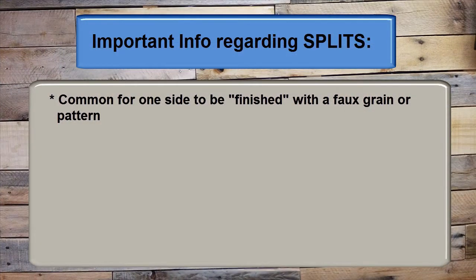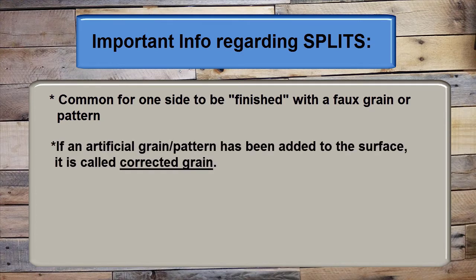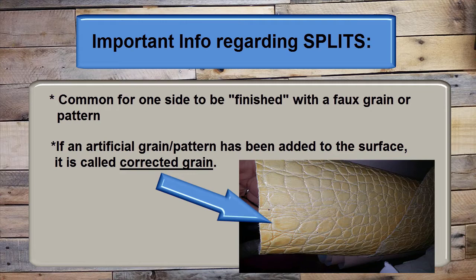It is common for one side of the split to be finished in some manner, often by embossing a faux grain or a pattern on the split. Anytime leather has an artificial grain or pattern applied to the surface, it's referred to as corrected grain. Now, this is another term you may come across, and here's an example of a split with corrected grain.